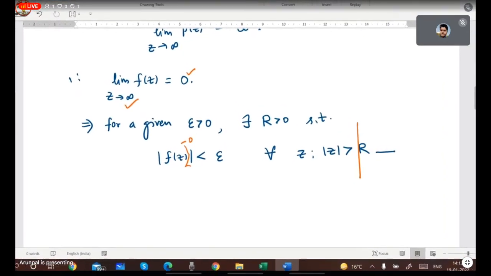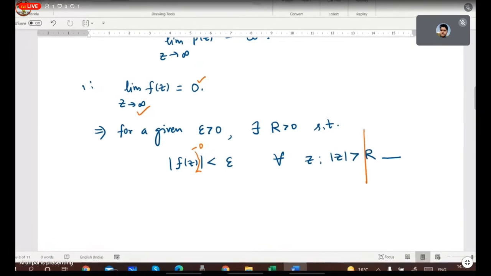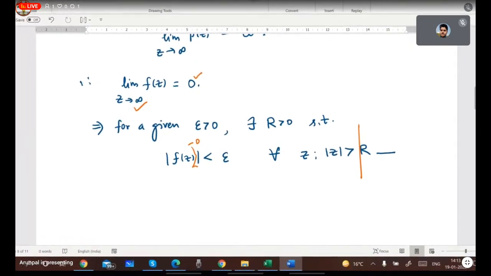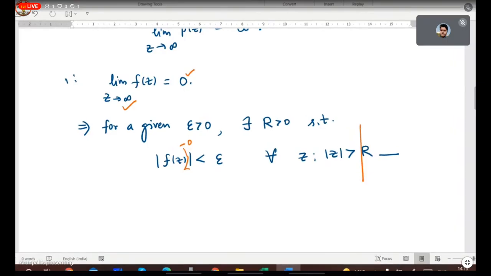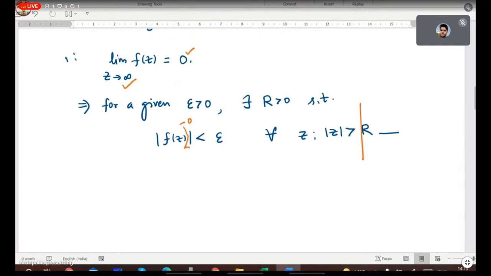I am not very clear about the students who have done graduation outside Delhi University, but those who have done it from Delhi University, I still remember that it was given in chapter 2 of Brown and Churchill, about the limits at infinity and infinite limits for complex valued functions. Okay, good enough. So class, this is for any given epsilon greater than 0.